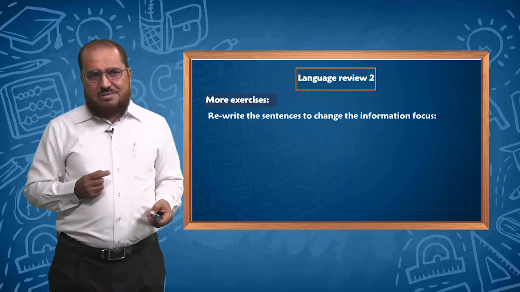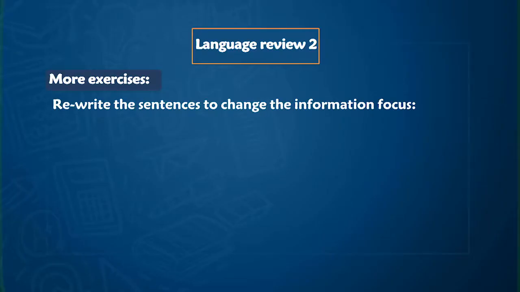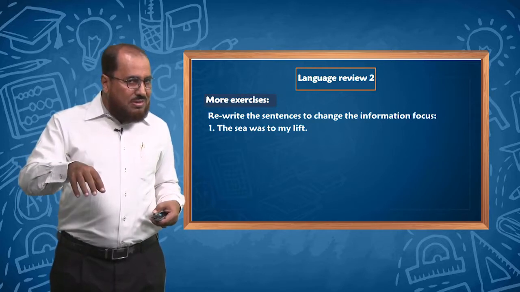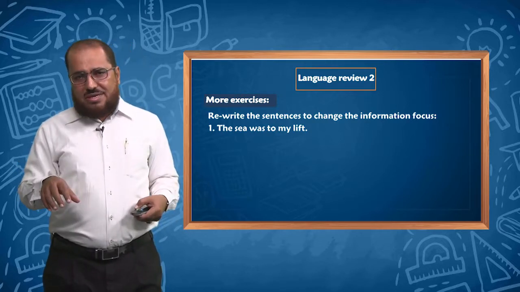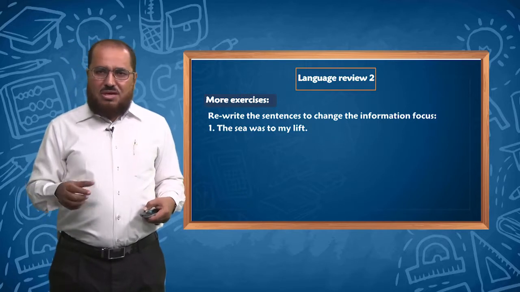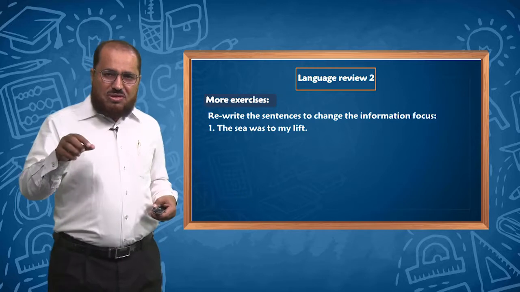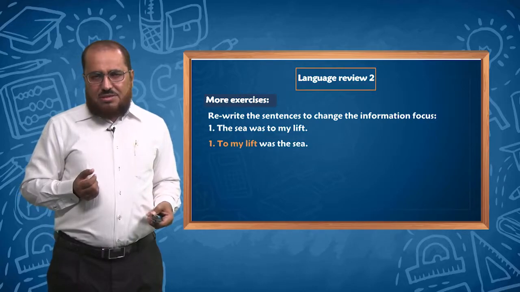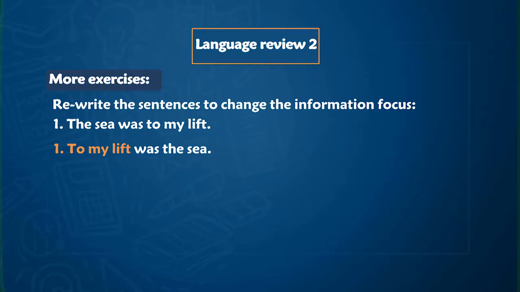More exercises. Rewrite these sentences to change the information focus. Again, information focus. Number 1, the sea was to my left. I focus here on the thing that was on my left, which was the sea. What about you now? How can we change the focus here to confirm something more, rather than the sea? The direction. To my left was the sea, not to my right. Okay?